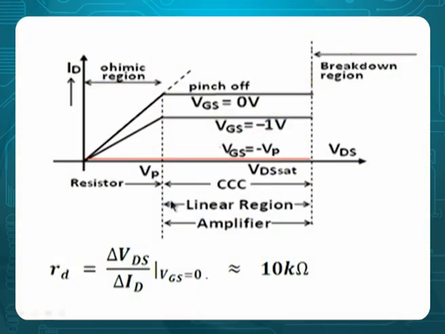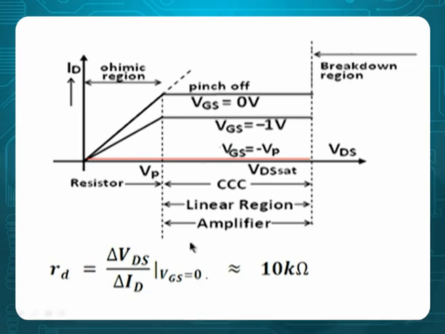Then how to calculate drain resistance? Drain resistance is calculated as change in VDS by change in ID. Say for example VGS is 0, and that is called the pinch off region. This is pinch off for VGS 0, this is pinch off for VGS minus 1. So take only the pinch off region, because in pinch off it is acting as an amplifier. Then you can say it is the resistance of an amplifier. Otherwise, you cannot say. That's why you must take only the pinch off region.